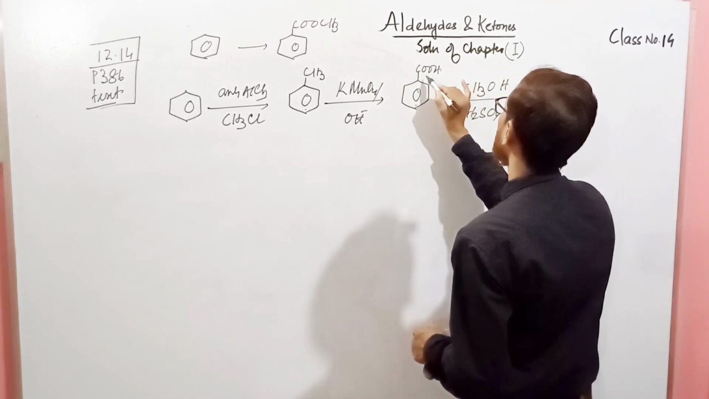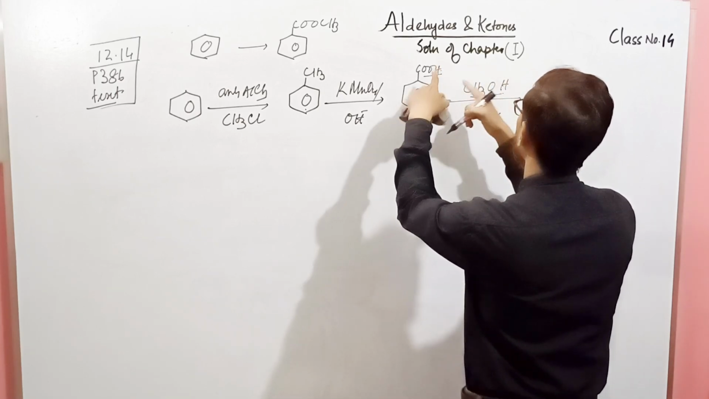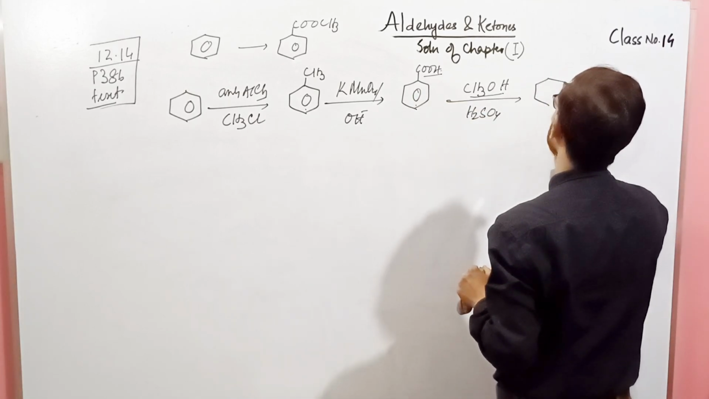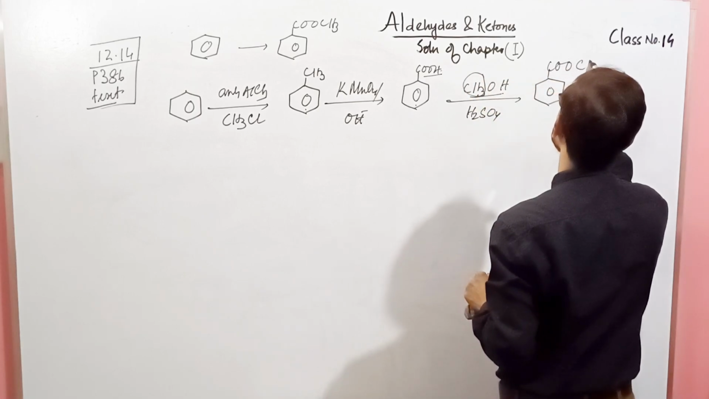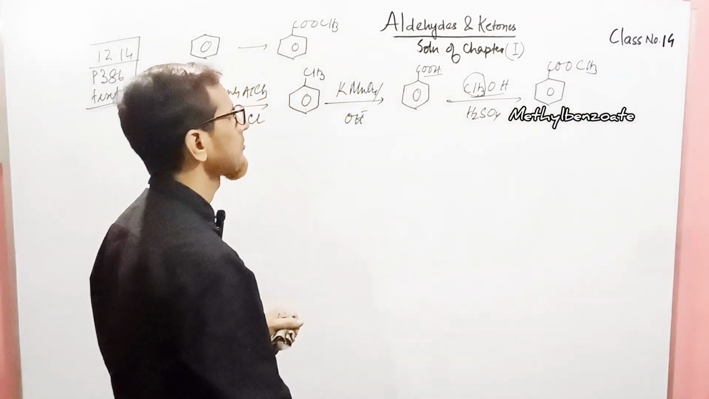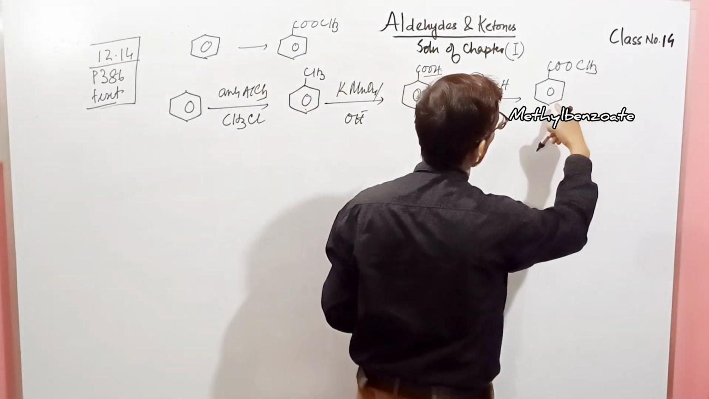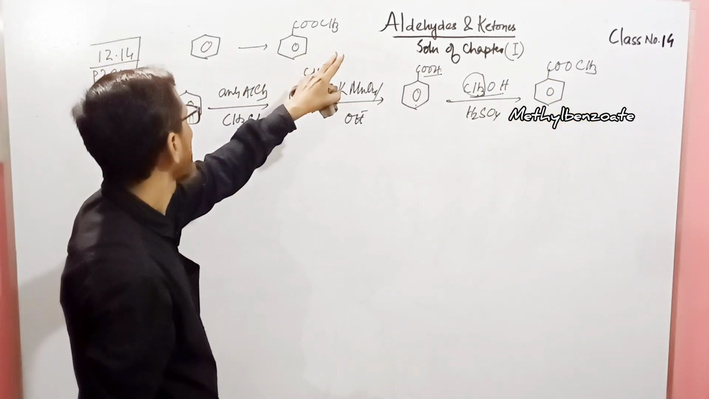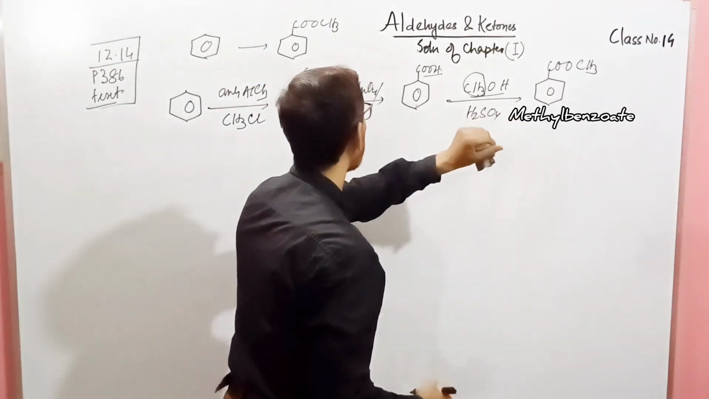What will happen? Carboxylic acid and this alcohol, in presence of H positive, give ester, C double bond O, and that part will get attached. This is esterification. This is methyl benzoate. You were asked to prepare methyl benzoate from benzene. So we have got methyl benzoate from benzene.